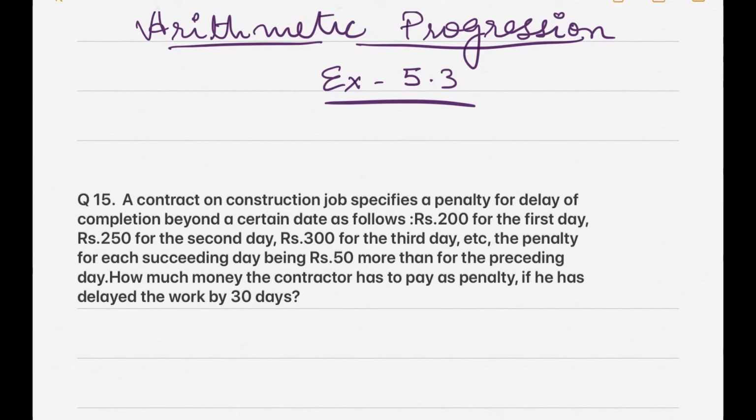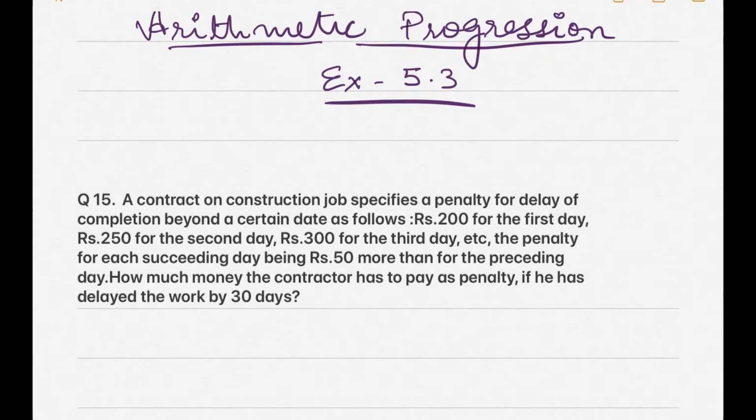specifies a penalty for delay of completion beyond a certain date as follows. Suppose there might be some contract that they would finish in so many days, and if they don't finish, and there was a delay for one day, they would charge 200 rupees, and for the second day 250 rupees, right? First day is already 200 rupees you have to pay. For the third day they would charge 300, and so on. So for each succeeding day, the penalty is 50 more than the preceding day.